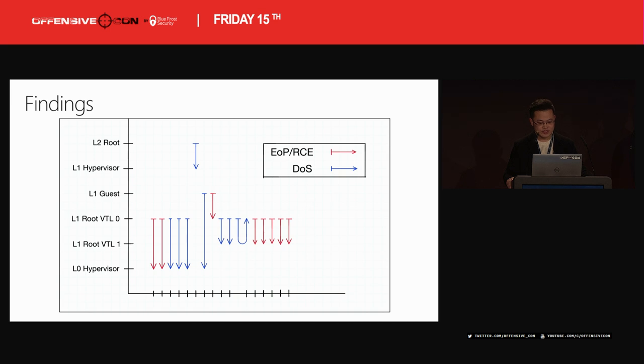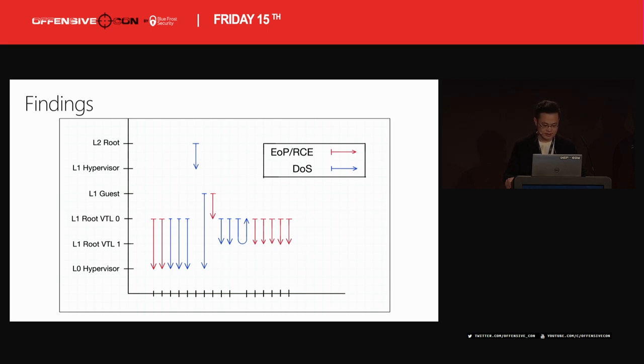So this diagram shows the types and impacts of those findings. The red vector indicates it is an elevation of privilege vulnerability or remote code execution vulnerability, while the blue vector indicates it is a denial of service vulnerability. The starting point is where Hyperseed is deployed, and the ending point is where the vulnerability can be used to attack.